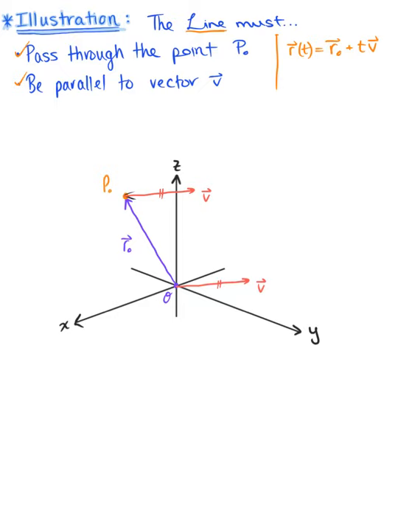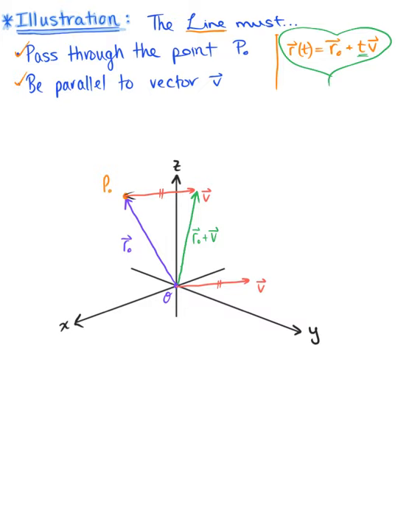You could also use your parallelogram rule. We can think of this as vector r naught plus vector v. This vector along the diagonal of the parallelogram is the vector r naught plus vector v. That's close to what we're looking for, but not quite there. We need that arbitrary parameter t. How are we going to do this?